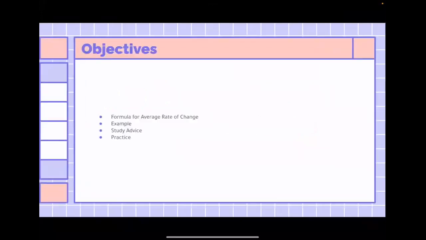Today the objectives for this lesson are going to be: we're going to go over the formula for average rate of change. We're going to find an example on how to find a certain value given a function and a derivative of a function, some study advice, and some practice.